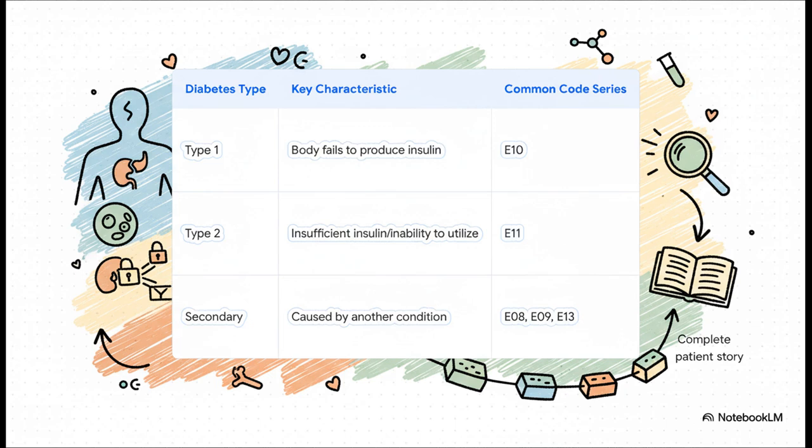Now, what's really important to get is that there isn't just one type. You've got type 1, where it starts with code E10. That's when the body just fails to produce insulin. Then you have type 2, which you'll code with the E11 series. That's when the body either doesn't make enough insulin or just can't use it right. And then there's secondary diabetes, which is a whole different beast. It's caused by something else, like another disease or even a medication.